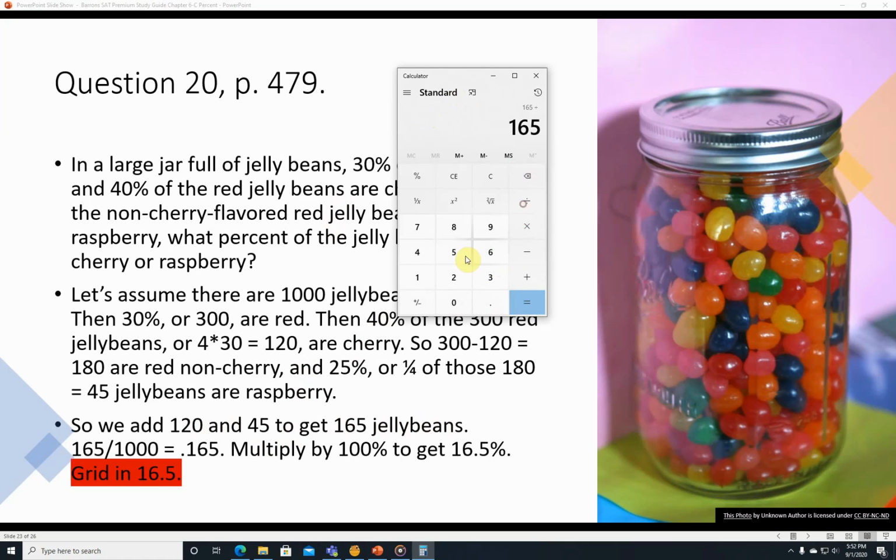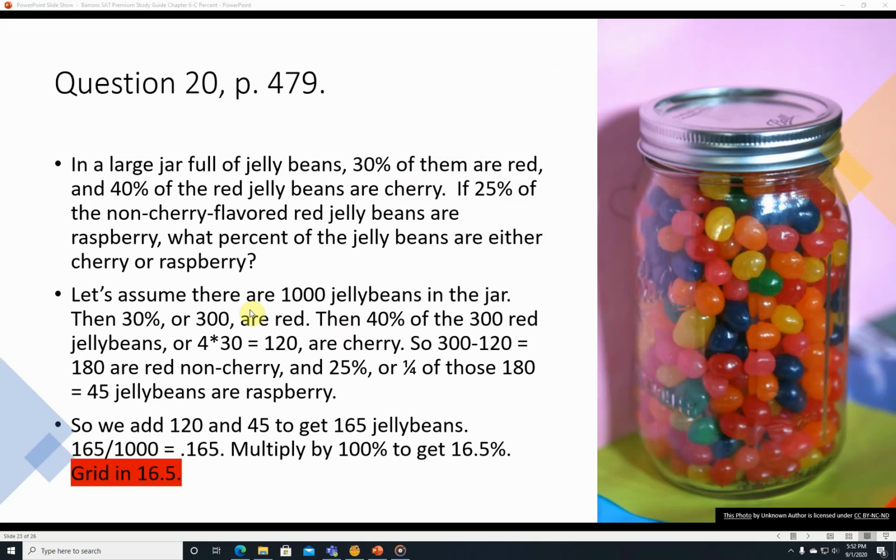We divide that by our 1,000 and we get 0.165, and we can multiply that by 100 to get the percentage. So that is 16.5%. Just grid in 16.5. So easy enough to do, almost as though it's a contrived SAT problem and one that I've done before, so I knew not to just use 100%. Okay, so here we go.